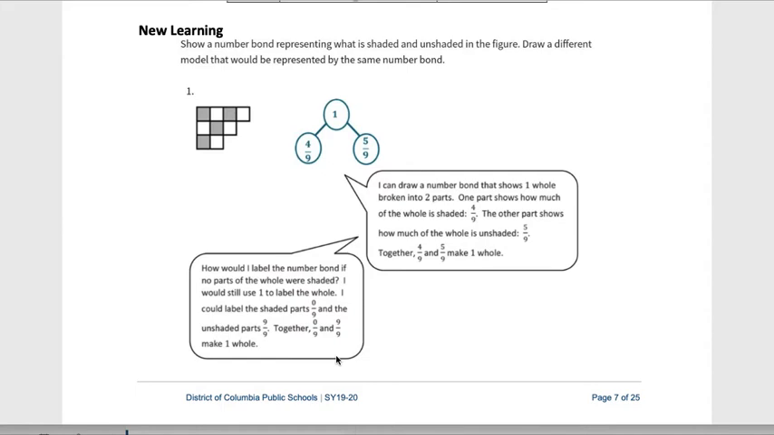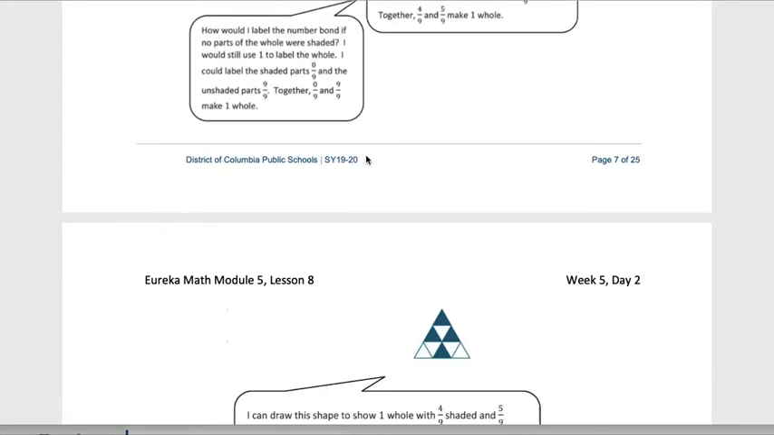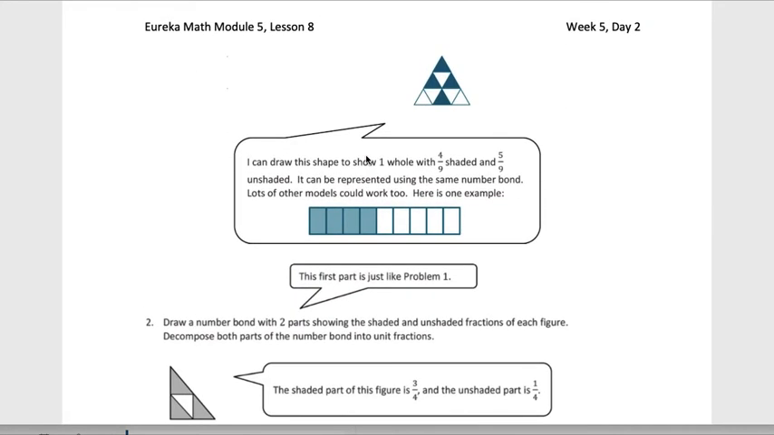I need you guys to really be careful when you do these things because I've noticed that sometimes people like to write, for example, for the shaded part, they might write 1/4, and that's not correct. You need to make sure your denominator or the bottom number is the total amount of pieces you have.